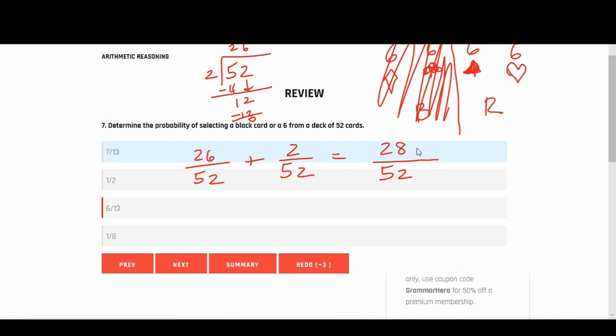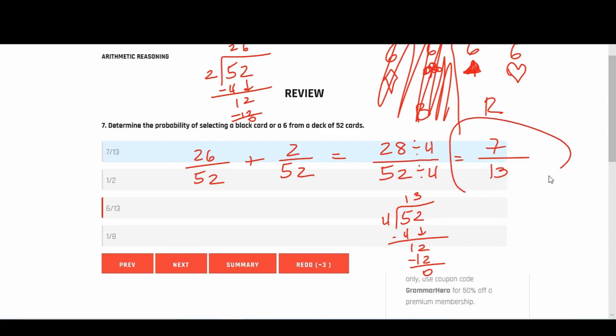This one's not easy to see, but both 52 and 28 are divisible by 4. 28 divided by 4 is 7. 52 divided by 4: 4 goes into 5 one time without going over. 4 times 1 is 4. Subtract 5 minus 4 is 1. Drop down the 2. 4 goes into 12 3 times. 4 times 3 is 12, so there's no remainder. So 52 divided by 4 is 13. So the odds of this occurring is 7 over 13.